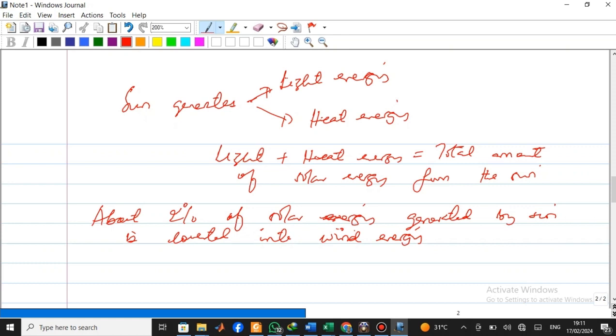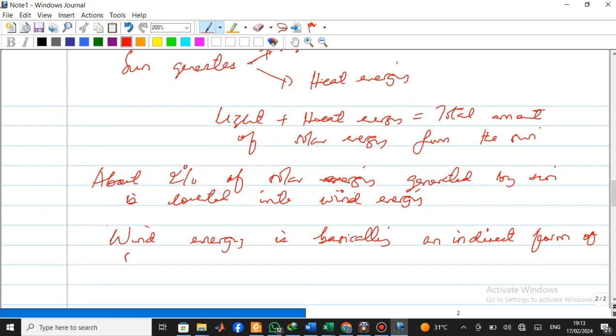We have seen one of the causes of the wind: the heat energy from the sun causes uneven heating of the surface of the Earth, which causes pressure differences between places, and eventually air moves from the place of high pressure to the place of low pressure, and the whole process is due to the heat from the sun. So we can say that wind energy is basically an indirect form of solar energy. And we know that solar energy is the energy generated from the sun, that is the sunlight and the heat energy.